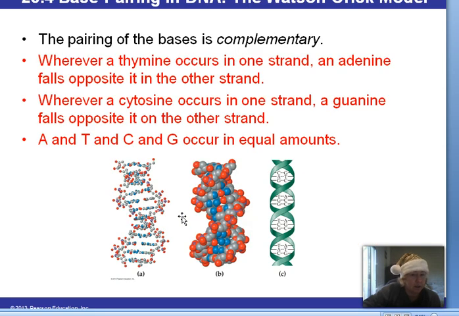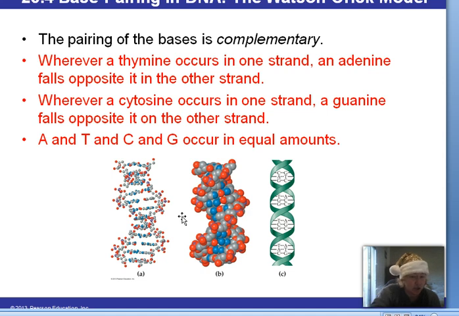Okay. The pairing of the bases is complementary. So whenever a thymine occurs, an adenine falls opposite of it. Where there's a cytosine, there's always a guanine. A goes with T, C goes with G. Do we have that? That's what complementary means. They complement each other. You complete me, guanine. Do you see how that works?